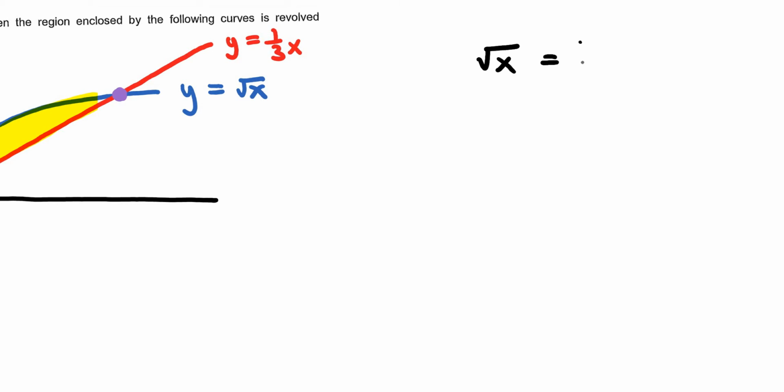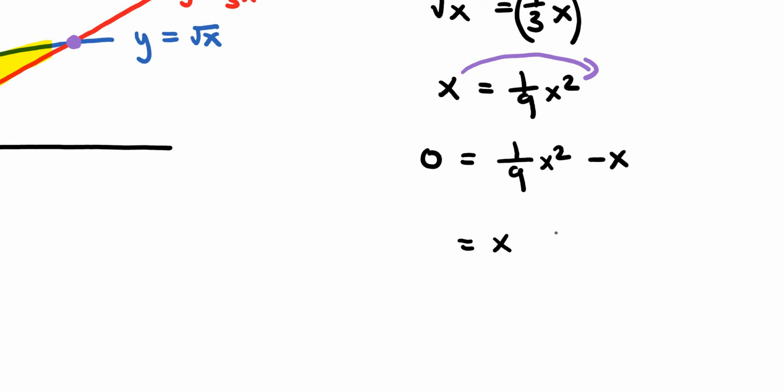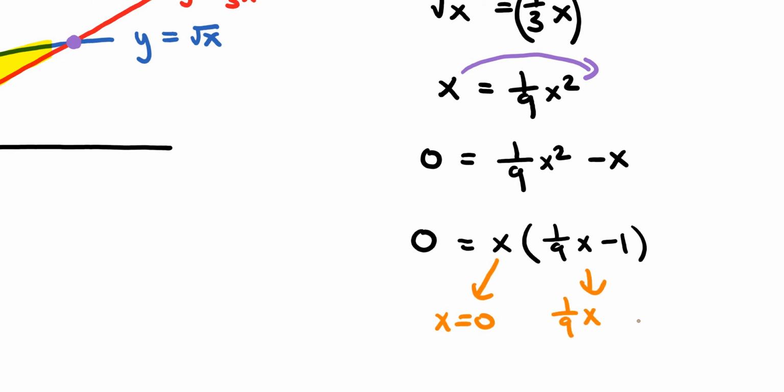So root x equals 1/3 x, and then I'm going to square both sides. If I square both sides, I get an x here, and remember, I'm squaring all of that, so that's going to be 1/9 x squared. And then after that I can bring the x to the other side, and that's going to be 0 equals 1/9 x squared minus x. And then I can factor out the x, and I get x times (1/9 x minus 1) equals 0. If I set that equal to 0, that means x equals 0. And this right here, that's 1/9 x equals 1, and x would equal 9 because I'm multiplying both sides by 9.